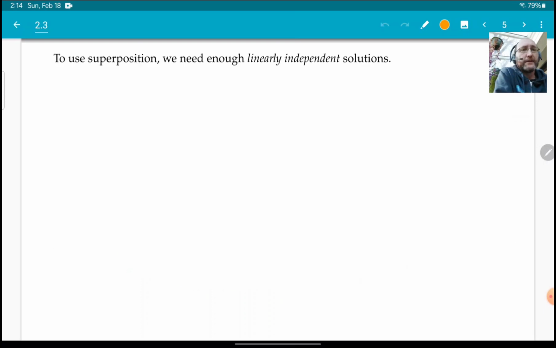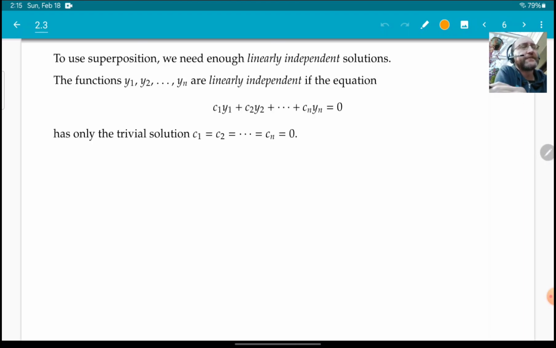All right. So let's talk about this linear independence, right? So to be able to use this superposition, right, and to really get enough different solutions out of it, well, we need to start with enough linearly independent solutions. So now it's slightly different, but it's again still that we can solve for one in terms of the others, but it's easier to write it down in this way.